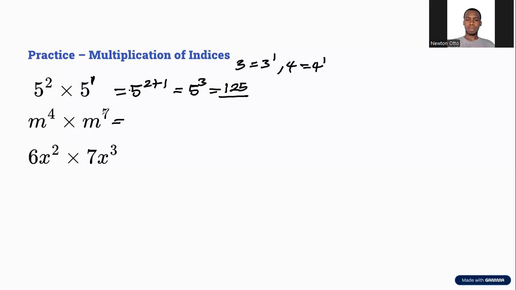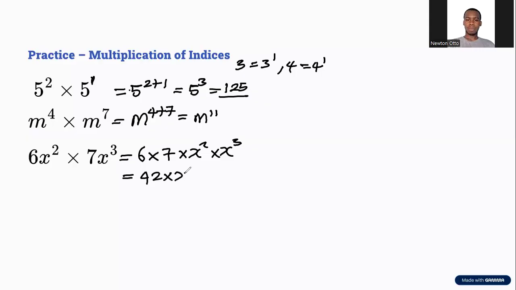m raised to power 4 times m raised to power 7. They have the same base of m, so we add their power. 4 plus 7 gives us m raised to power 11. Final question: 6x raised to power 2 times 7x raised to power 3. So 6 times 7 multiplied by x raised to power 2 multiplied by x raised to power 3. What we do, we multiply the numbers and multiply the variables. This will give us 6 times 7, 42, times x raised to power 2 plus 3. You add their index of power, and this will give us 42x raised to power 5.